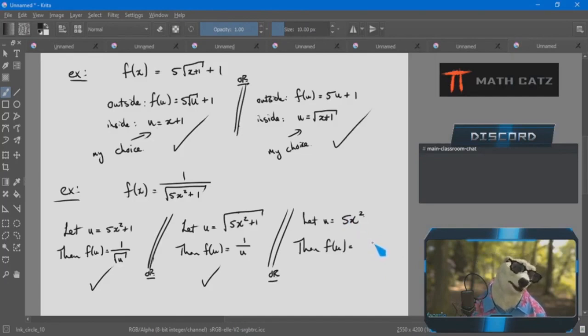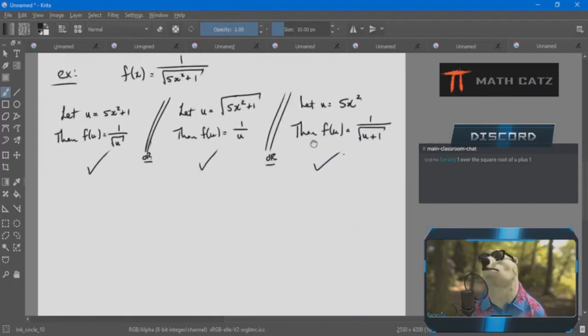Someone is typing. Don't want to cut them off, it just takes time. 1 over square root of u plus 1. Also correct. I don't want it to sound like everything's going to be right, but many things can be the right answer.